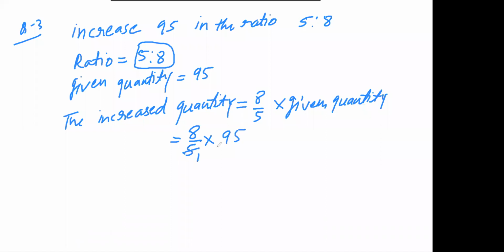95. So 5 ones are 5, 5 ones are 5. How much carry? 4. 5 nines are 45. So 8 into 19. Beta, what is the answer? 8 into 19? 152. This is the answer.